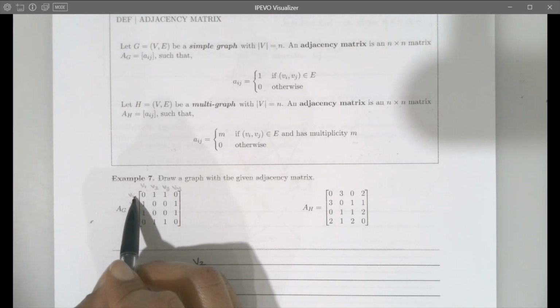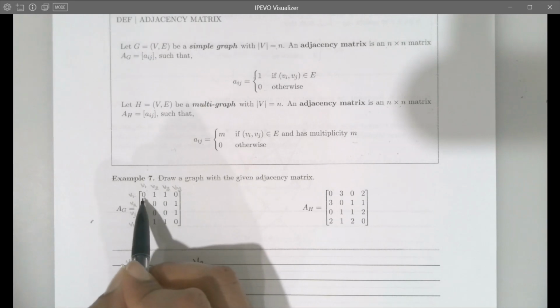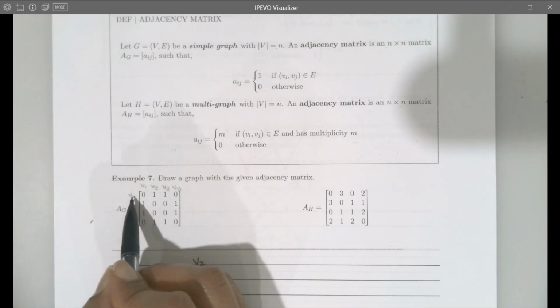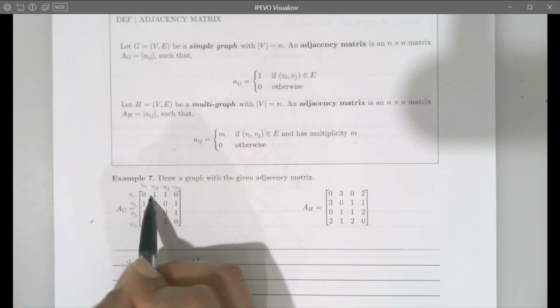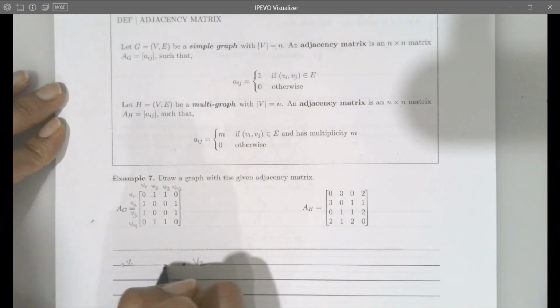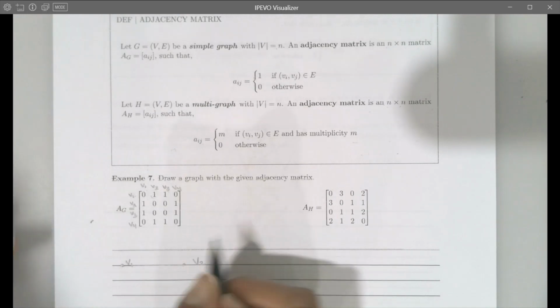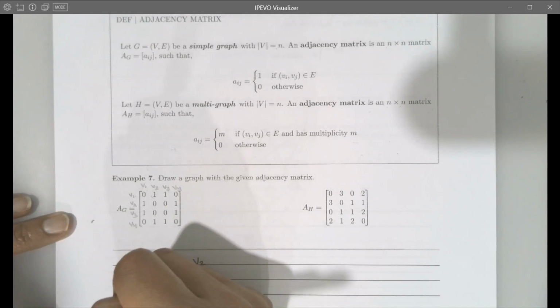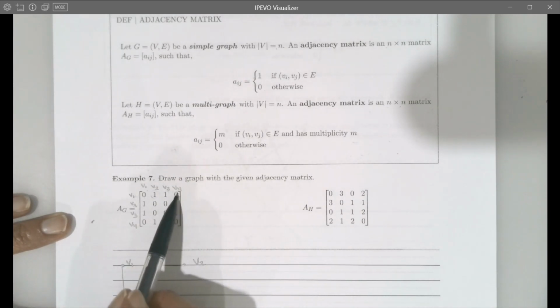Is there a connection between V1 and itself, meaning is there a loop? The answer is no, because we have a 0. Is there a connection between V1 and V2? Yes, because we do have a 1. So we'll have this edge here. Then is there a connection between V1 and V3? There is. There is a 1. A connection between V1 and V4? There isn't. There's a 0.